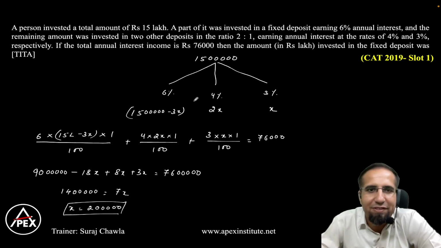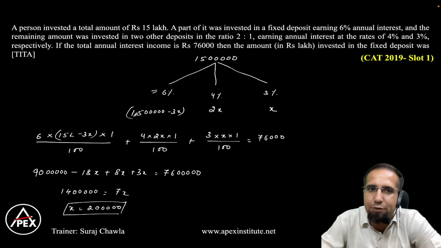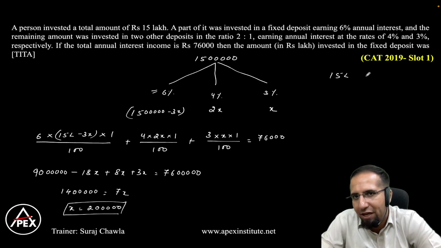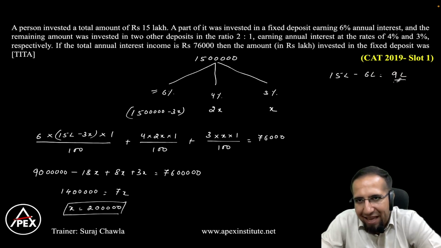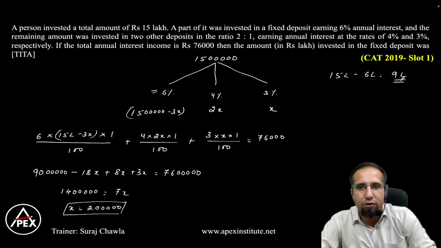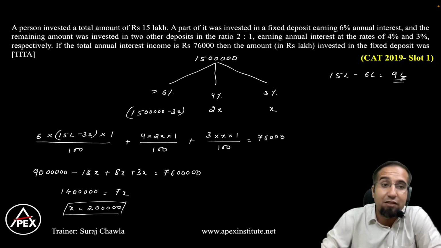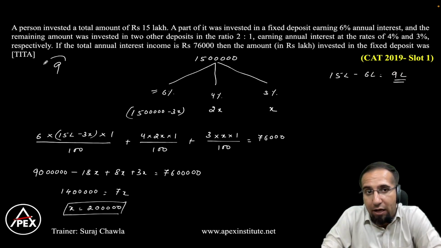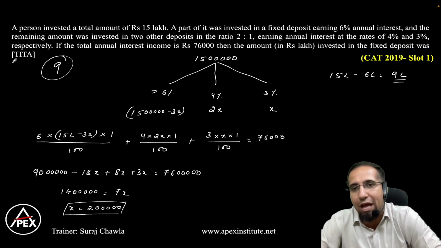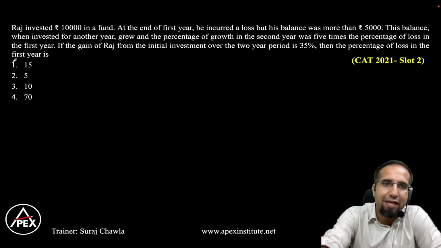Now how much amount was invested in fixed deposit? That is at 6% per annum, which is 15 lakhs minus 3 into 2 lakhs, which is 15 lakhs minus 6 lakhs. That means a total of 9 lakhs was invested in fixed deposit, and the answer is asked in rupees lakhs. So therefore our answer in this question becomes 9. Clear? Let's move to the next one.